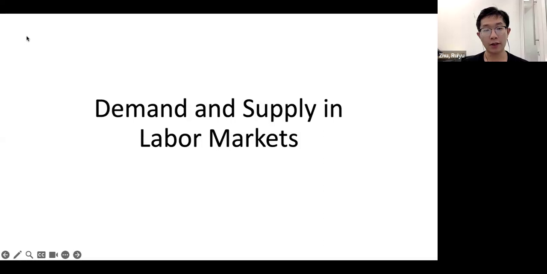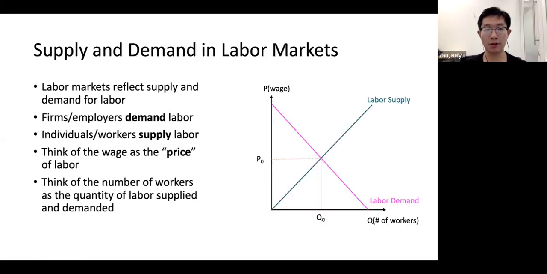Hi everyone. In this session, we will talk about some applications based on this demand and supply framework. The first example we will be talking about is the labor markets.